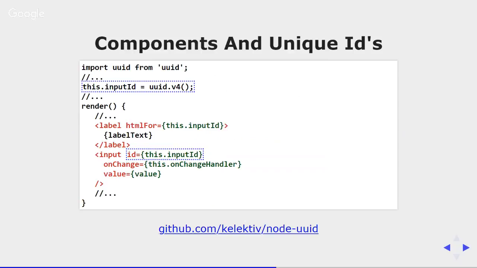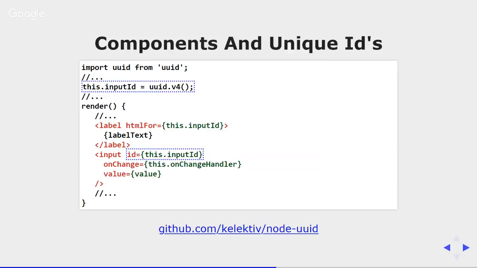So if I look at my example here, I've got a labeled input. Now the chances are quite large that I would want to use more than one input on a page. I would want to use 15 inputs on some pages. And in order to do that, I need a mechanism to ensure that the ID is unique.